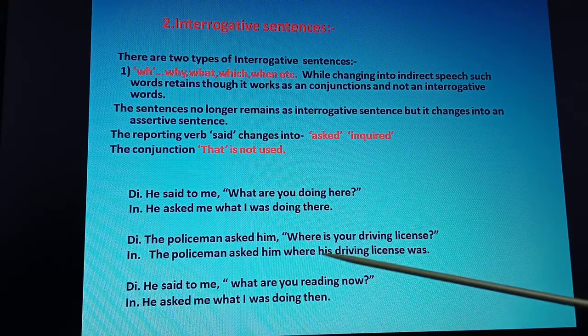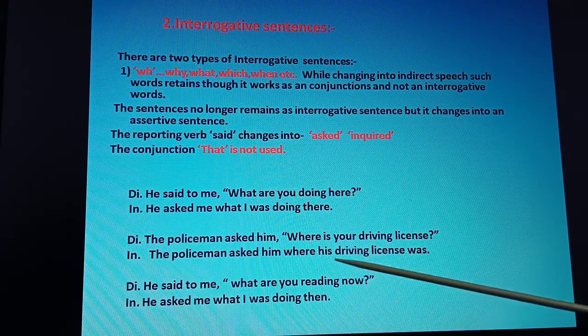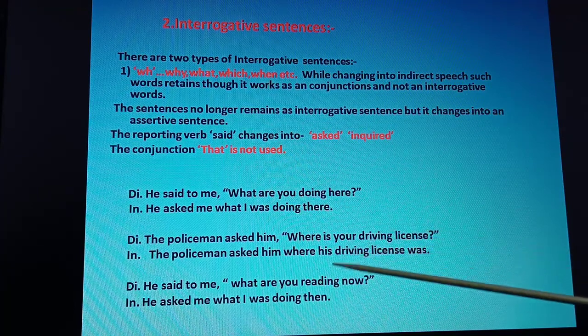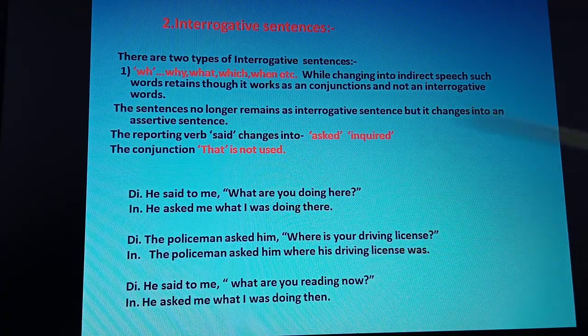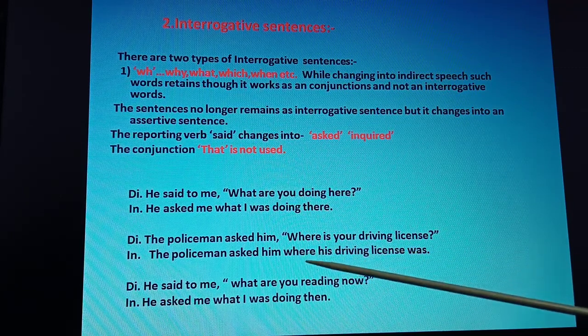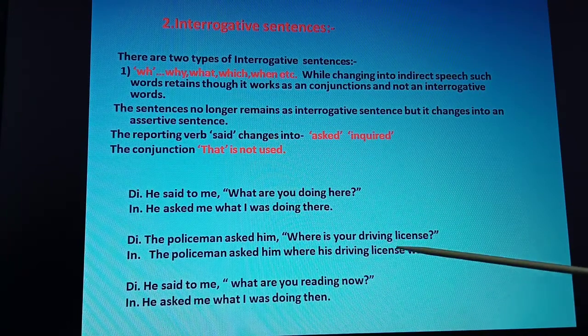The policeman asked him where his driving license was. Here was will not come ahead. Where was his driving license? Then again it will be a question mark. So it has to be a statement. It has to be an assertive sentence.